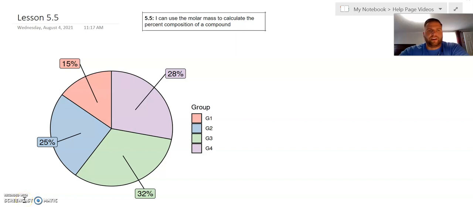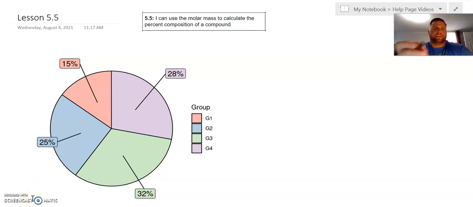This is lesson 5.5. Skill 5.5 says this: I can use the molar mass to calculate the percent composition of a compound. So what we'll go ahead and do is talk about what is percent composition to begin with, and then I'll show a couple of problems of potential problems you might see in your classroom. Let's go ahead, let's get started.